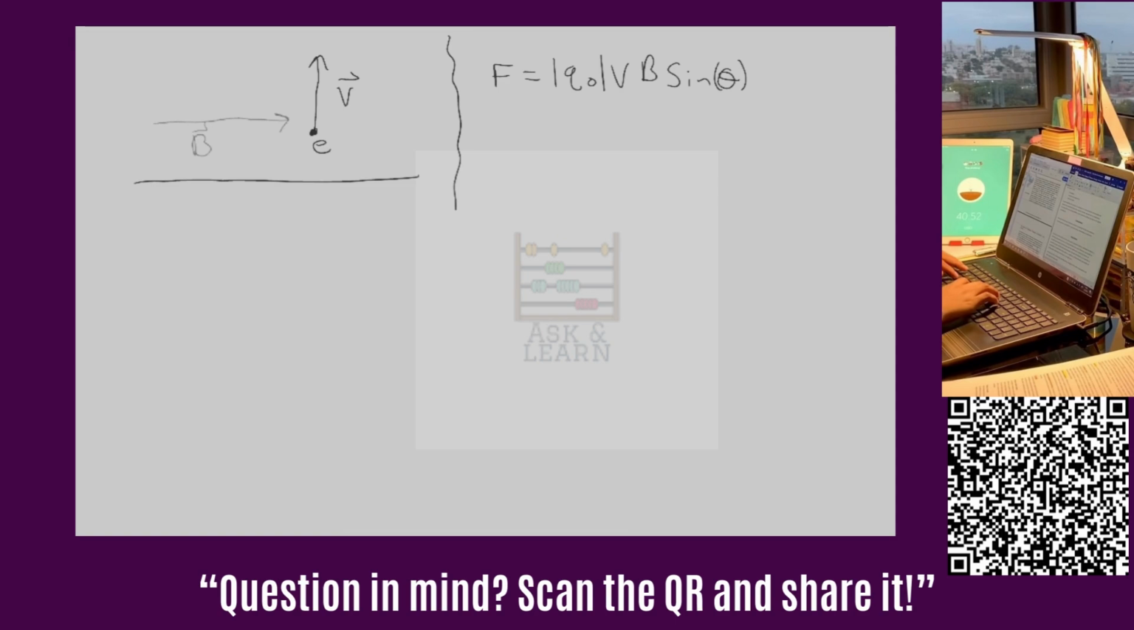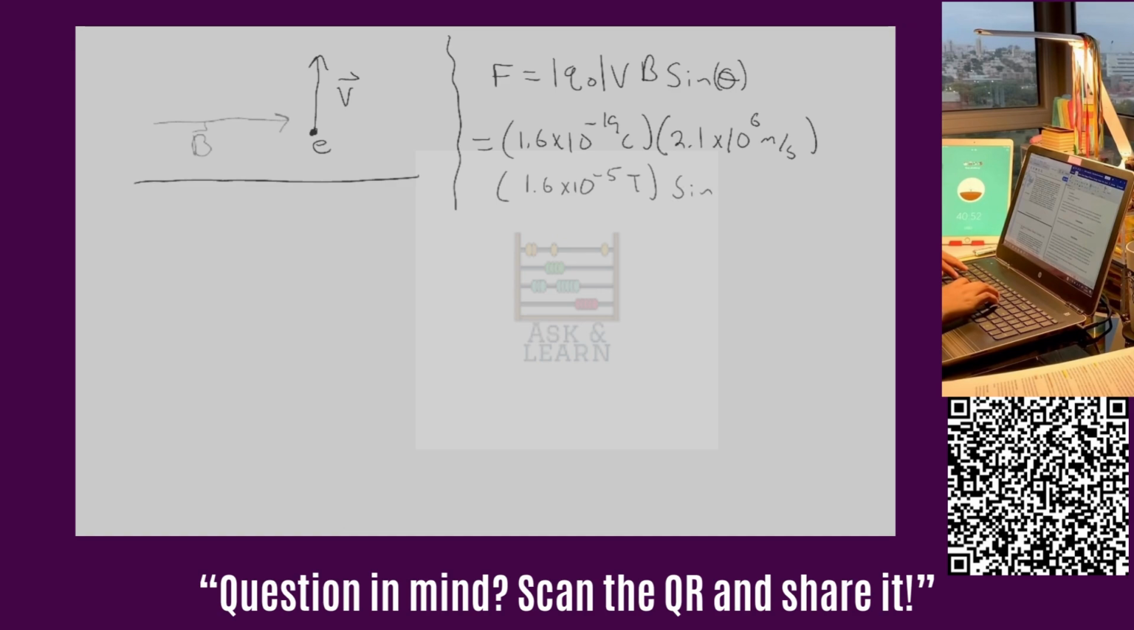Now, we have all the information we need to solve for the magnitude of this force. The magnitude of the charge of an electron is 1.6 times 10 to the negative 19 coulombs. The velocity of the electron is given as 2.1 times 10 to the 6 meters per second. The magnetic field is given by 1.6 times 10 to the negative 5 teslas, the SI unit for magnetic field.